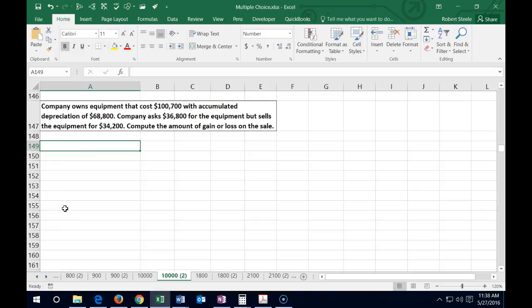So I tend to think about these in terms of journal entries. So I'm going to work out the journal entry. We're going to say that there was a sale that happened. Is cash affected? Yeah, we got cash. Cash is an asset. It's going to go up with a debit.